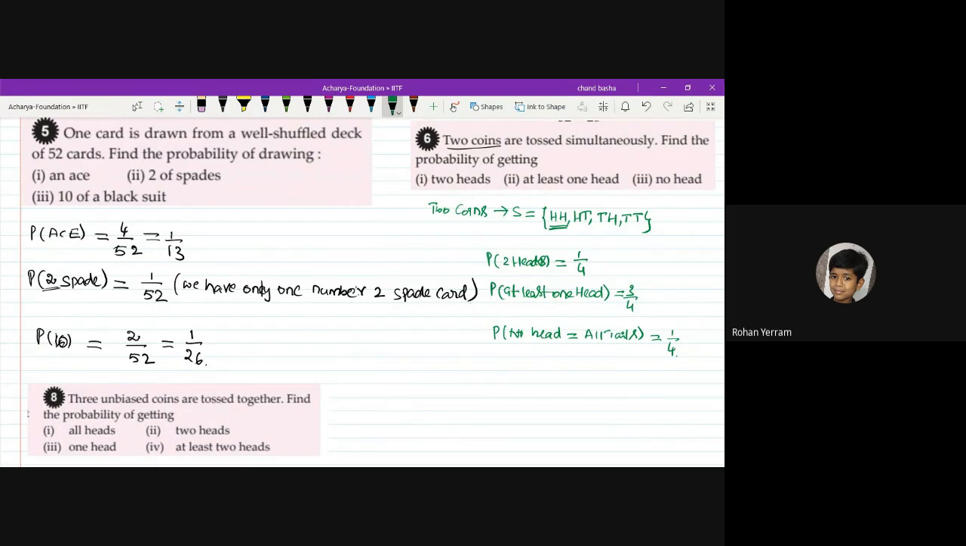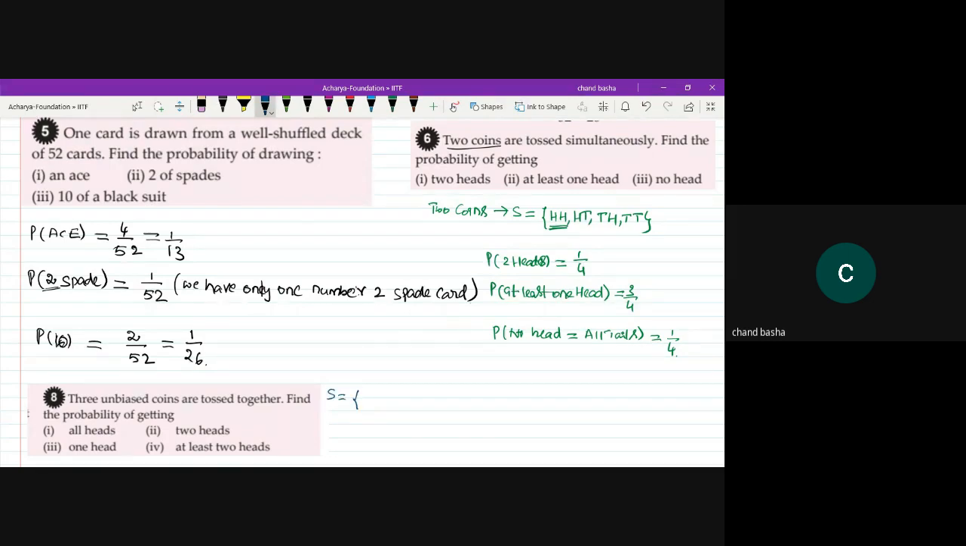At least 2 heads means 3 heads are also included. Minimum 2, maximum 3 possibilities. 2 heads means exactly 2. So we can have the sample space first, guys. You can write all 8 combinations, then only you can understand. Hope my point is clear.